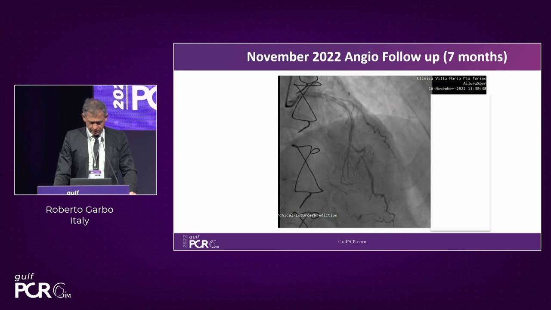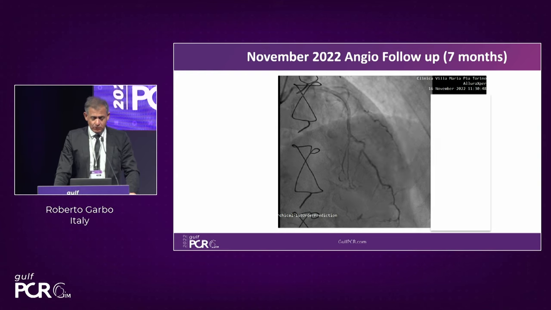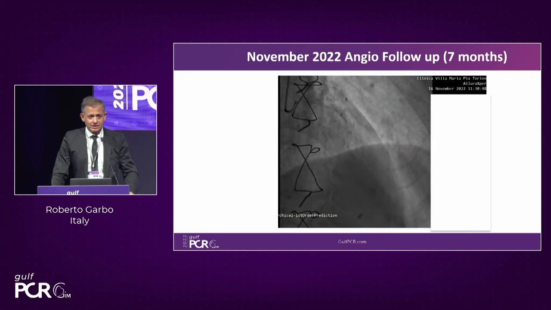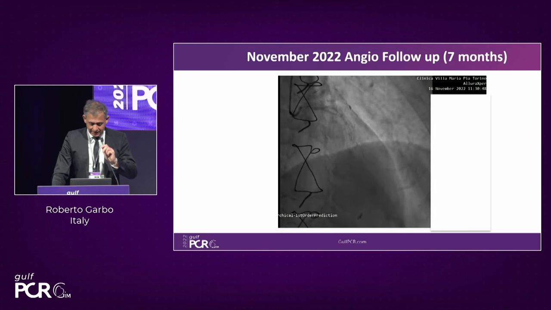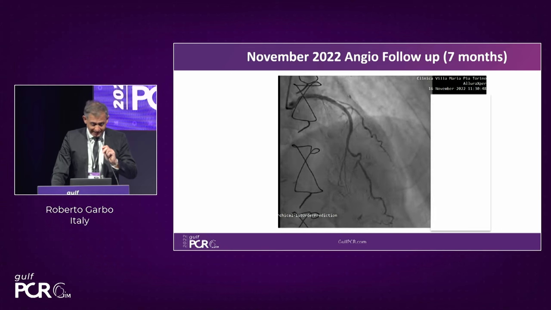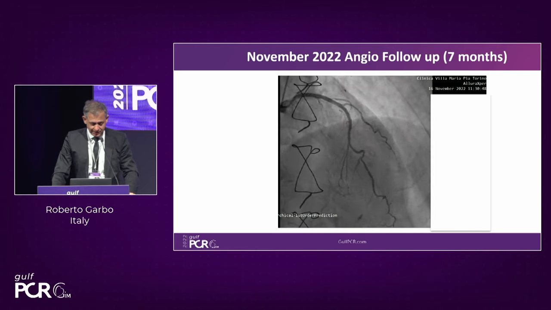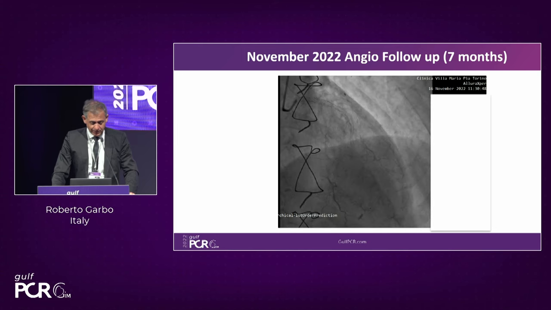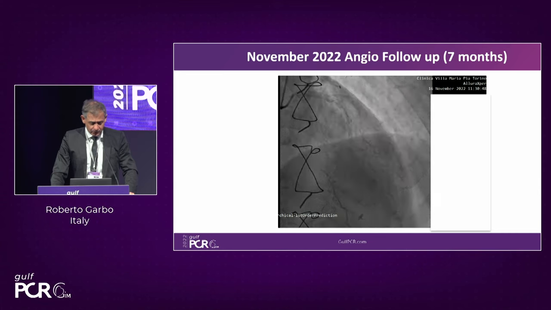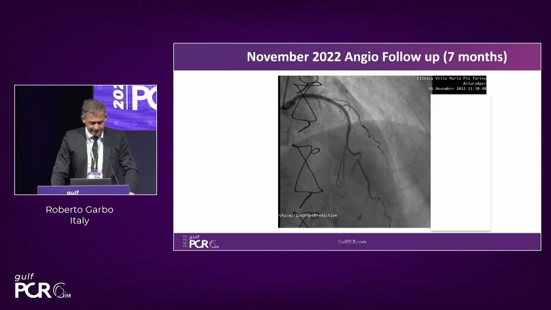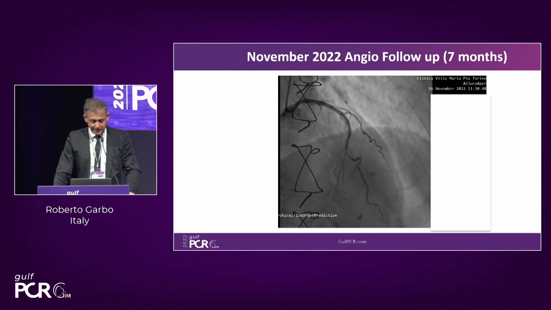So, 16th of November, you can see the perfect result now is better than the result at the end of the procedure. So the patient is perfectly stable, asymptomatic, with a very good improvement of his clinical status. And you can see here the very good result of this opening of the LAD with the drug-eluting stent. This is Angiolite drug-eluting stent implantation from left main to mid LAD.